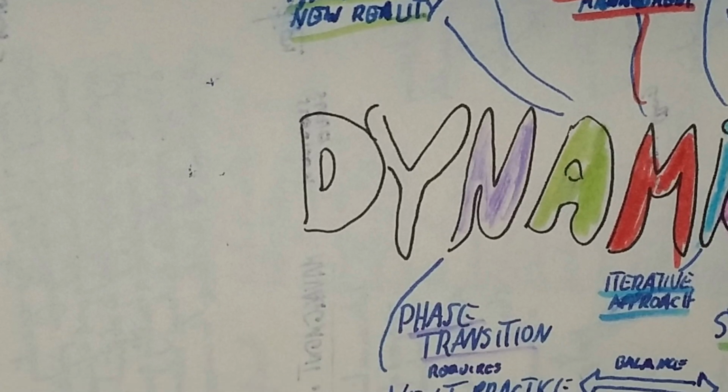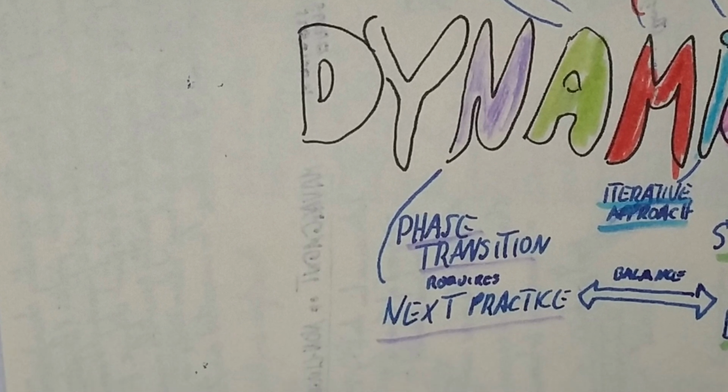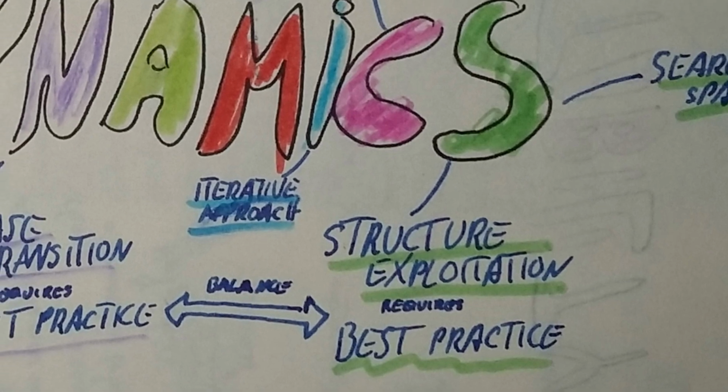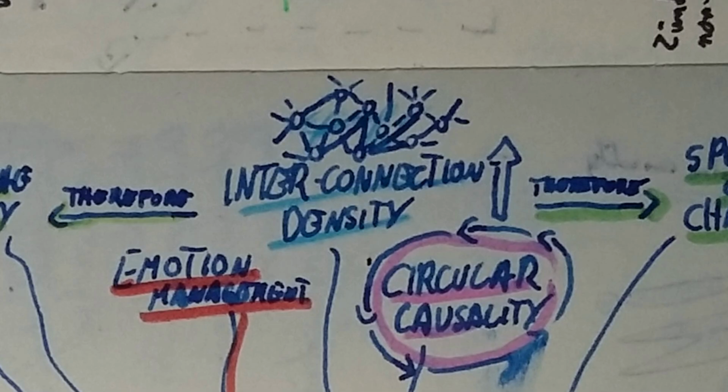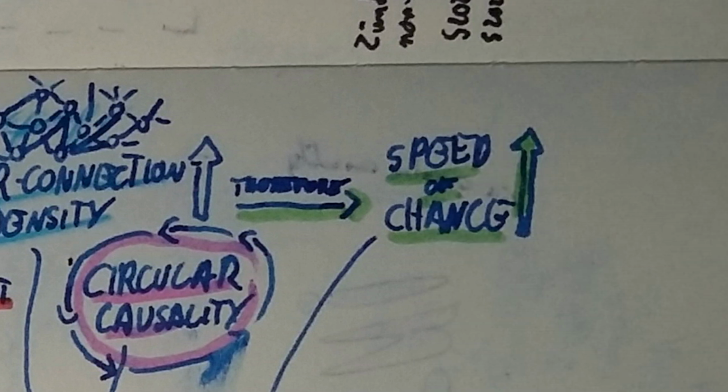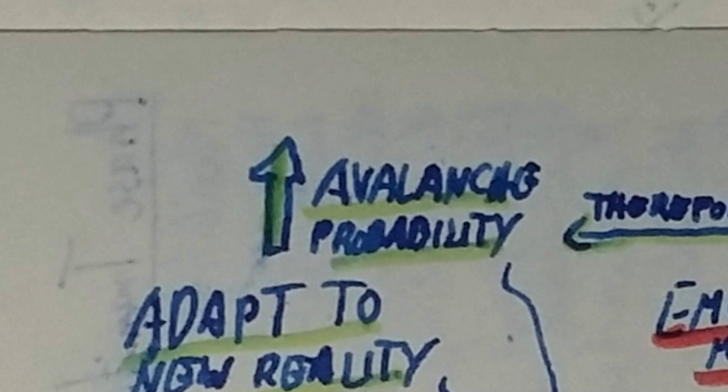Phase transition requires next practice. Structure exploitation requires best practice. And there needs to be a strategic balance between the two. The dynamics is driven by the interconnection density, which increases. That leads to a higher speed of change. And it also leads to an increased probability that the changes will be avalanches.